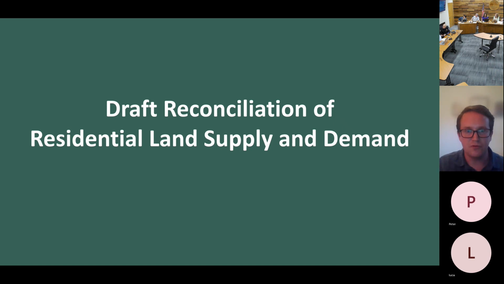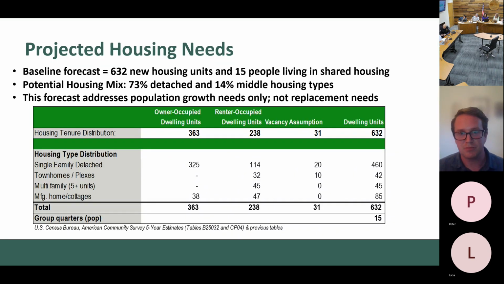And so we're going to move now into the reconciliation component of the buildable land inventory and the housing needs projection. So just to reiterate what we need to plan for, we have 632 dwelling units that are needed in the next 20 years. Again, that mix is mostly single family detached with a smattering of other types.